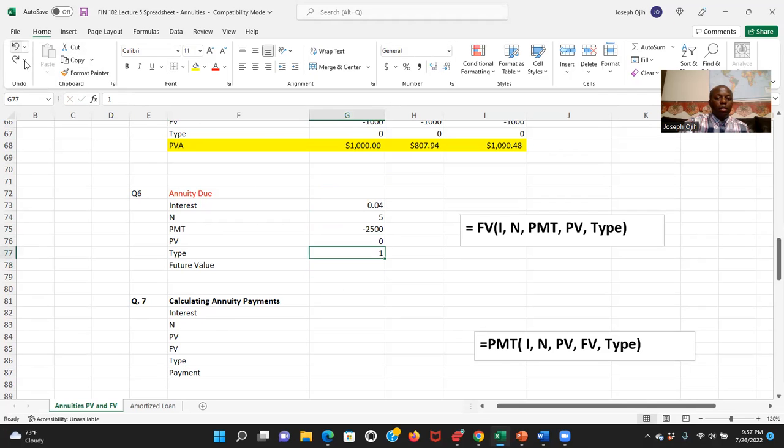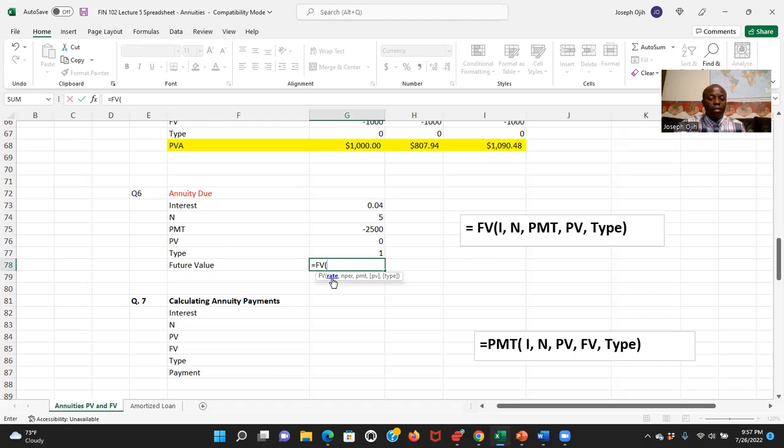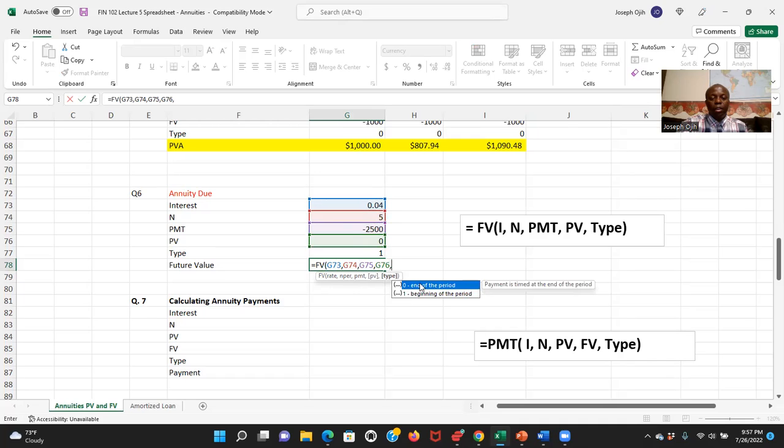Okay, listen, keep doing this. So let's look at this. Future value equals FV, opening parentheses, for the rate, comma, 5 years for number of periods, comma, payment, comma, no present value, comma, that's 0. Then 0, because this is annuity due, so you're going to use 1 for type.